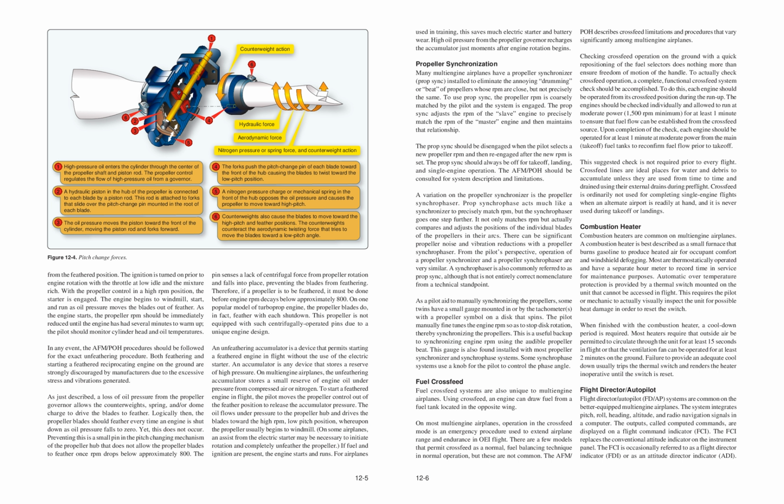An unfeathering accumulator is a device that permits starting a feathered engine in flight without the use of the electric starter. An accumulator is any device that stores a reserve of high pressure. On multi-engine airplanes, the unfeathering accumulator stores a small reserve of engine oil under pressure from compressed air or nitrogen. To start a feathered engine in flight, the pilot moves the propeller control out of the feather position to release the accumulator pressure. The oil flows under pressure to the propeller hub and drives the blades toward the high RPM, low pitch position, whereupon the propeller usually begins to windmill. On some airplanes, an assist from the electric starter may be necessary to initiate rotation and completely unfeather the propeller. If fuel and ignition are present, the engine starts and runs.